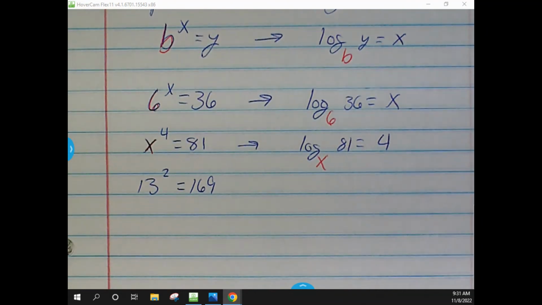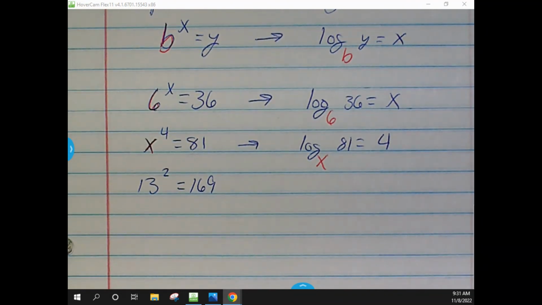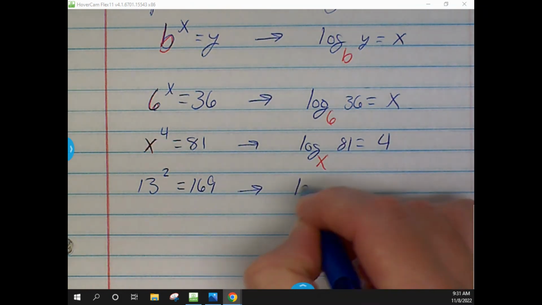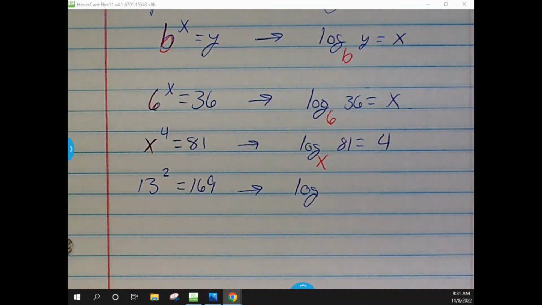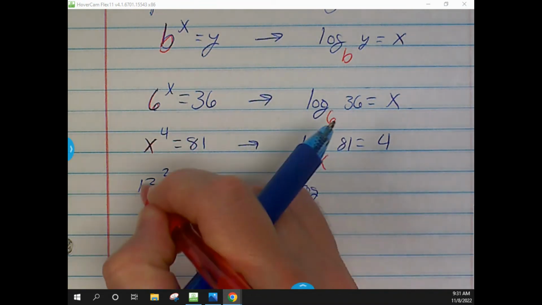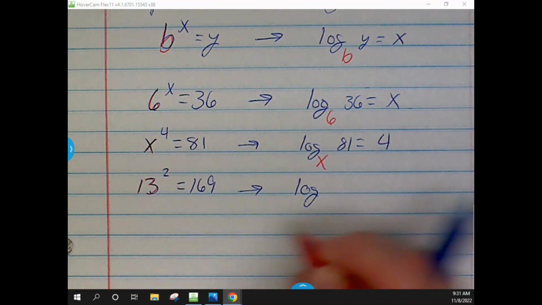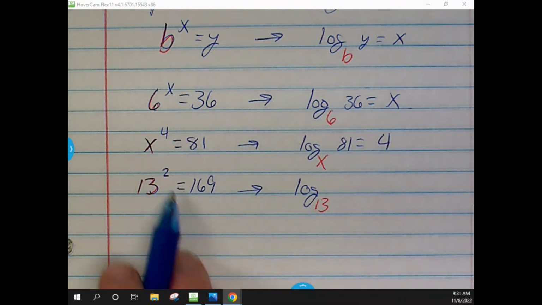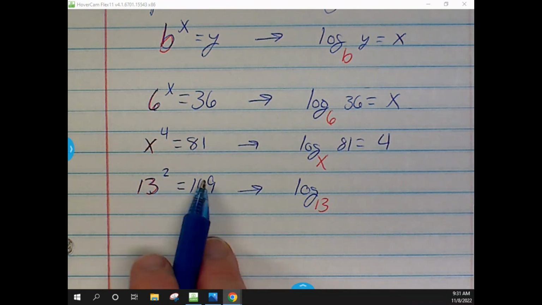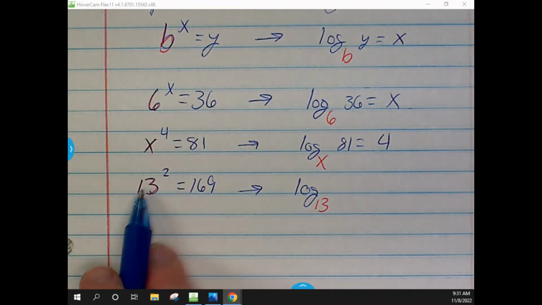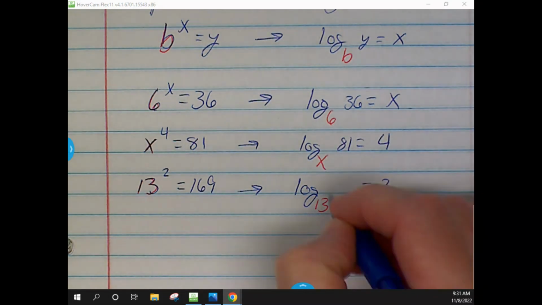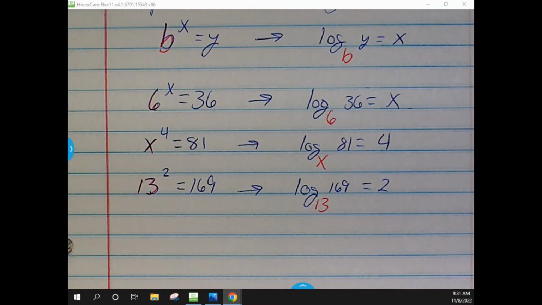Okay, so let's say we've got 13 squared equals 169. All right, now we have the word log. And again, the main thing is to figure out what your base is. In this case, your base is 13. So over here, your base is 13. And then you just have to know that the other two numbers you have left over are going to switch. The 2 is connected to the 13. Now the 2 is going to be by itself. The 169 was by itself. Now it's connected to the 13.